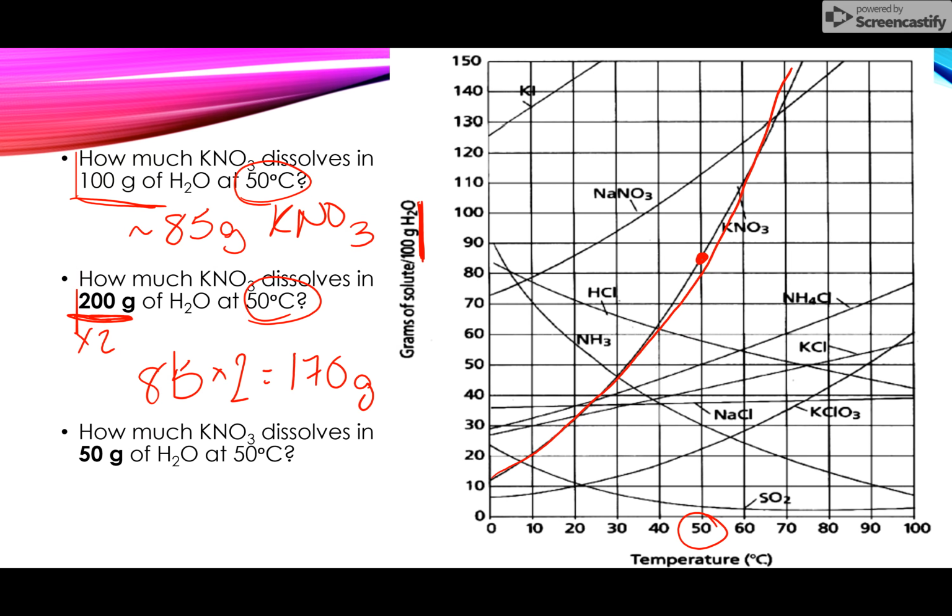The next question, though, says dissolves in 50 grams of water at 50 degrees Celsius. So same temperature, same substance, KNO3. But yet here, we don't have as much water. We only have 50 grams of water. So that is just divide by 2. So you have half the amount of water. So that means half the amount can dissolve, which would be somewhere about 42.5. Again, doesn't have to be exact, but 42.5 grams is what I get. Okay, that's how you answer questions like that.